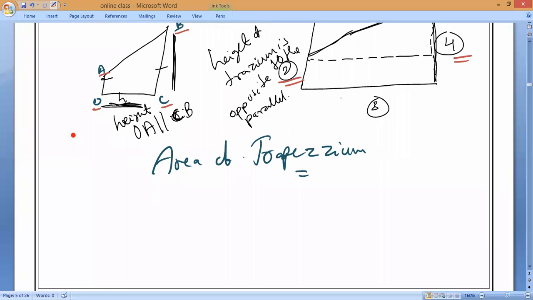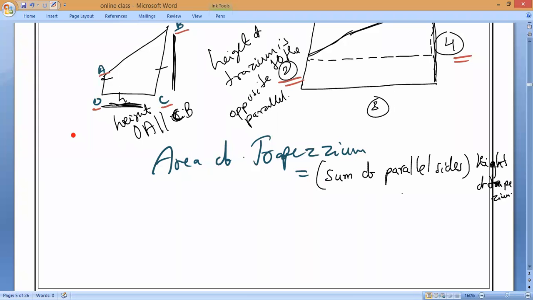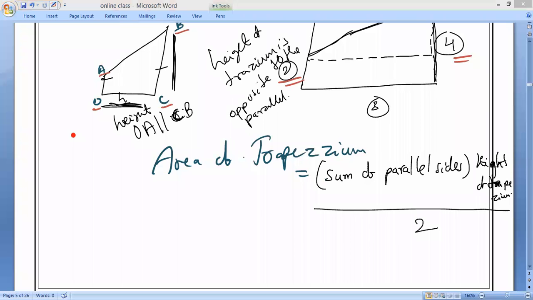Now, the area of trapezium formula is sum of parallel sides, into height of the trapezium, divided by 2. Clear, everybody? That's all the formula. What is the formula, guys? Sum of parallel sides into height divided by 2.